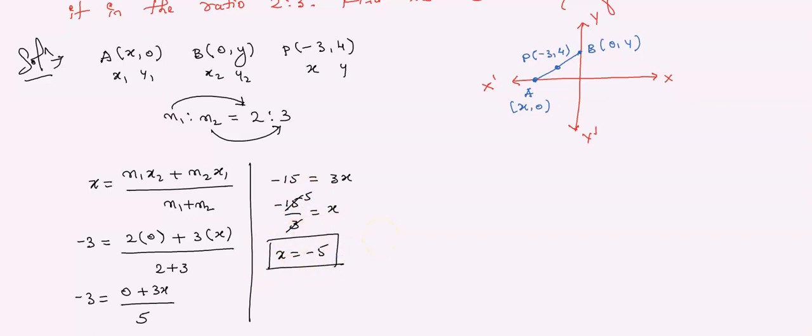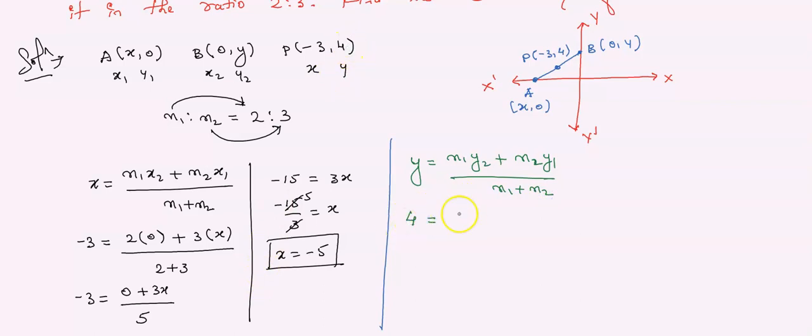Done. Now what should we find? Now we have to find the value of y. To find y, we have the formula, that is y is equal to m1 y2 plus m2 y1 by m1 plus m2. The value of y is 4, that is equal to m1 is 2 into y2 is y plus m2 is 3, y1 is 0 by m1 plus m2, 2 plus 3. Now 4 is equal to 2 into y is 2y plus 3 zeros are 0 by 2 plus 3 is 5.